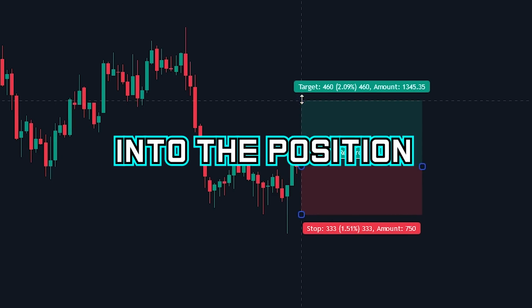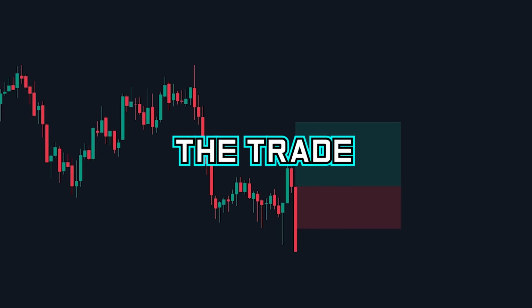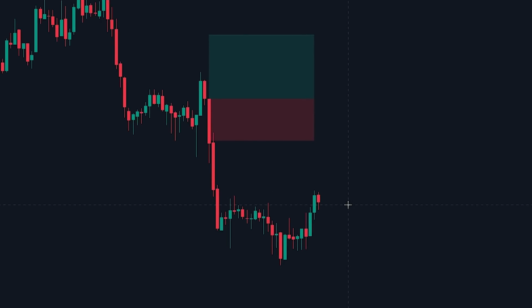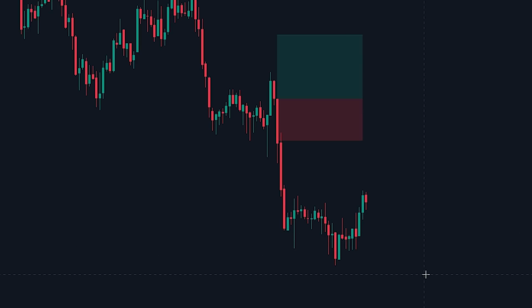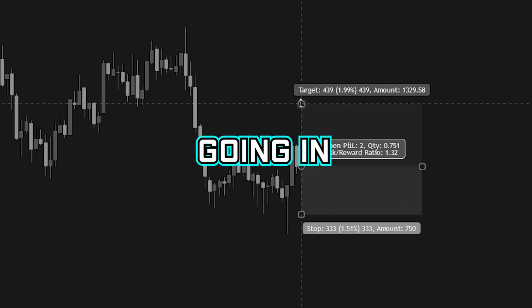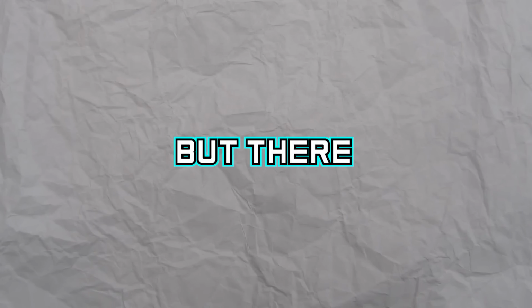However, once we enter into the position, we can see that the trade ended up going in the opposite direction. I'm sure that many traders have experienced this before. It seemed like a great entry, and still, it ended up going in the opposite direction. But there was actually something that gave away the fact that the downtrend would continue.